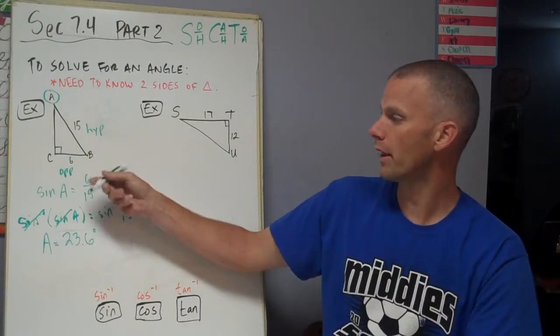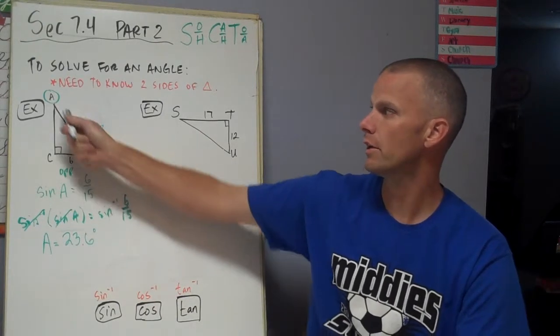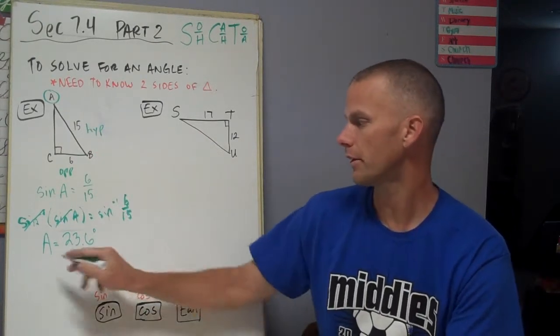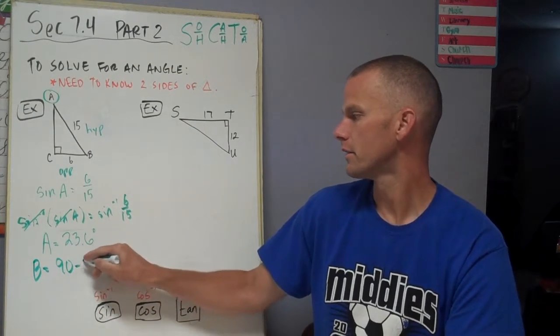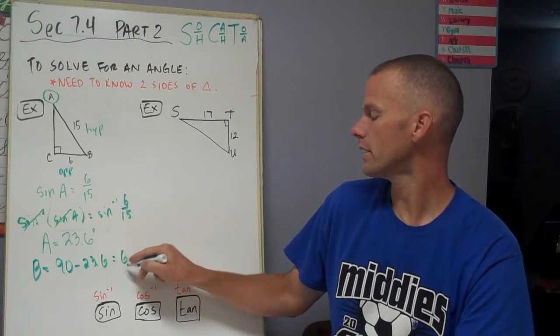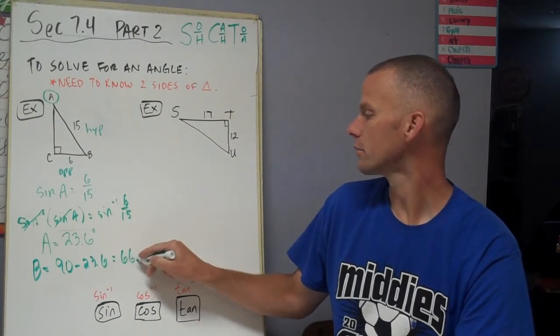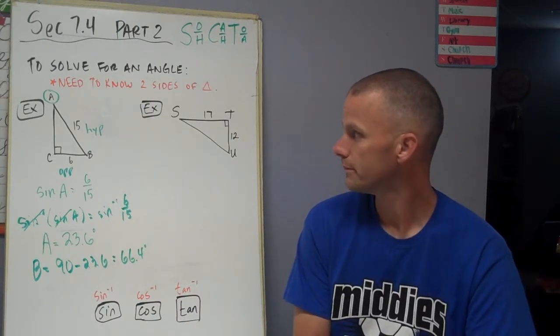To figure out the other angle then, angle B, it's really simple. Remember, the triangle's angles add up to 180, so with the right angle at 90 degrees, A and B, our two angles, have to be complementary. So for angle B, we're just going to take 90, subtract 23.6, and we should come out with 66.4 degrees, and that's angle B.